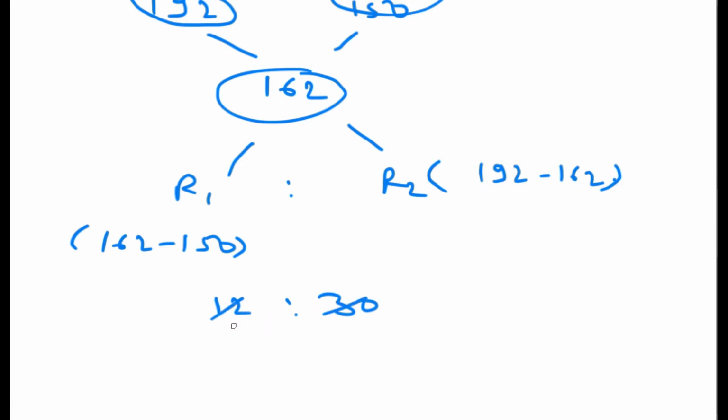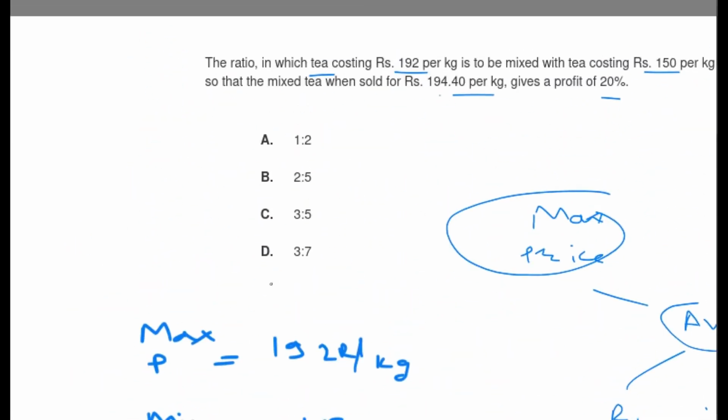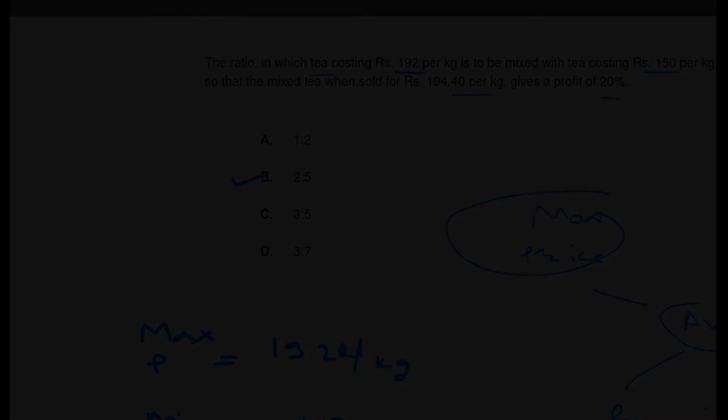So we can cut it by 6. 2 and 6 fives are 30. So the ratio is 2 to 5, and this will be our answer. Let's look at another question.